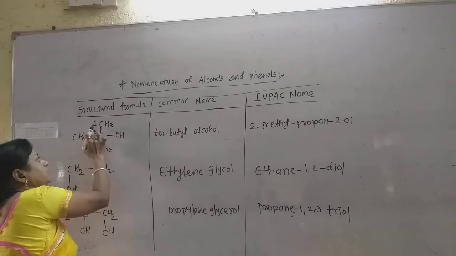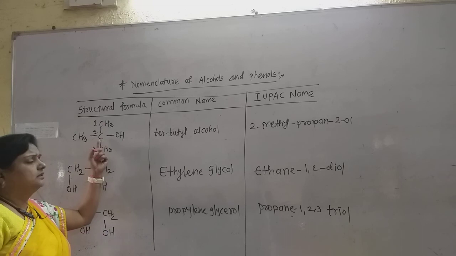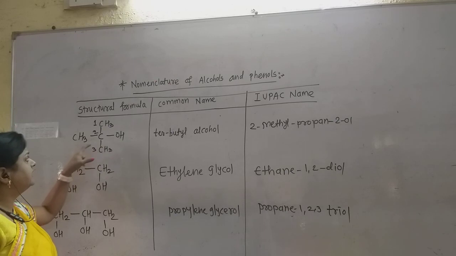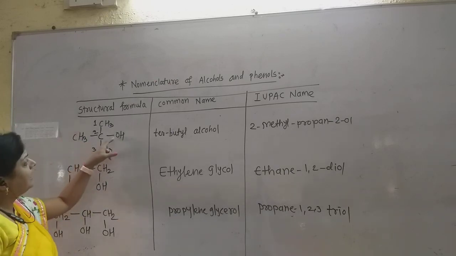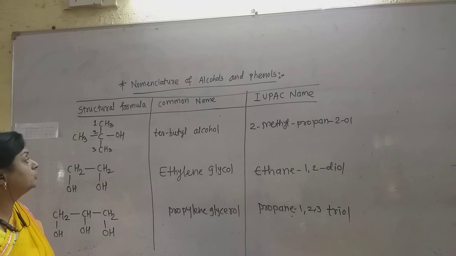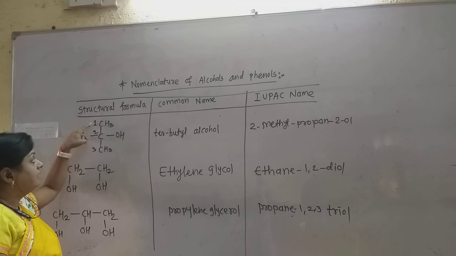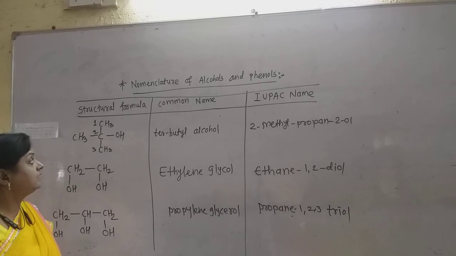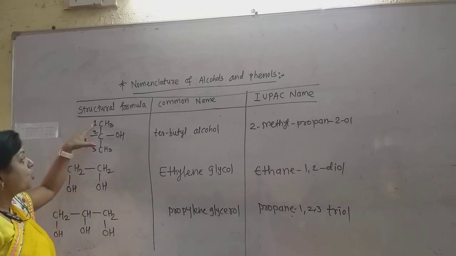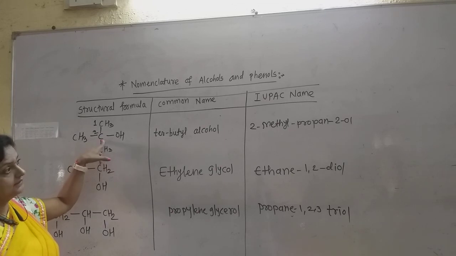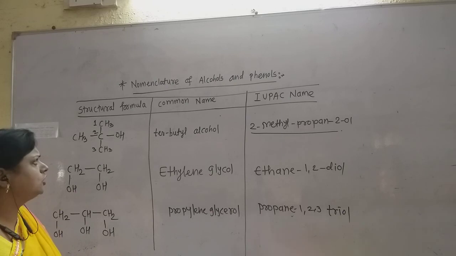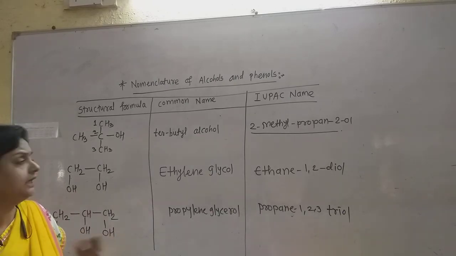Now if we give the numbering from the bottom also, the OH group is always on the second carbon atom. Now on this second carbon atom, there is one substituent, the methyl group, and the OH group, the functional group of alcohol, is also there. So the name of this alcohol is 2-methyl. In the straight chain, there are 3 carbon atoms, so the parent alkane is propane. So 2-methyl propan-2-ol is the IUPAC name of this alcohol. Commonly it is the tertiary butyl alcohol.